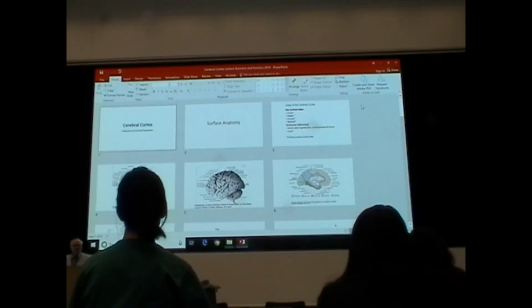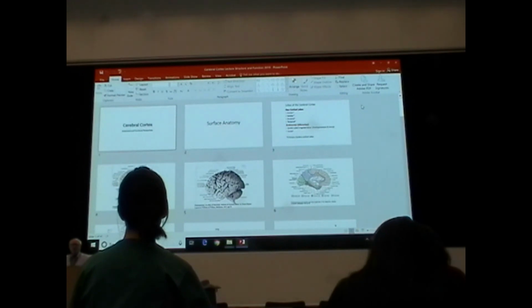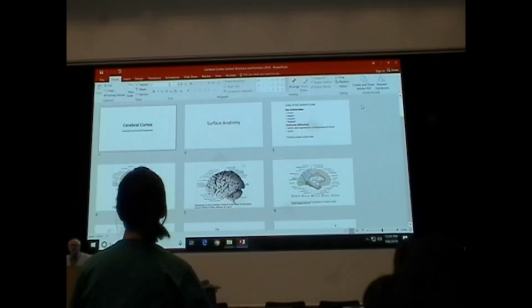So this is stuff that you should have some basic understanding of. Of course, you're not going to be a neurologist. A neurologist is not a dentist.